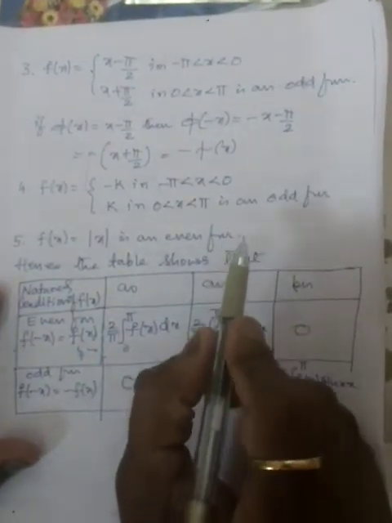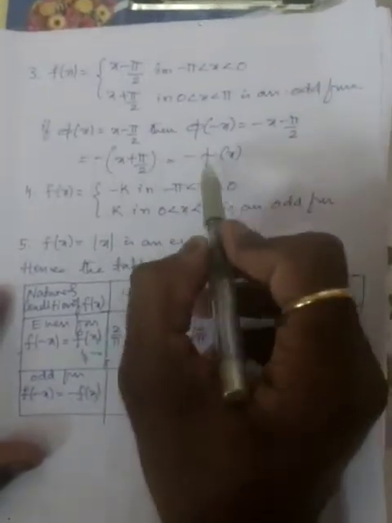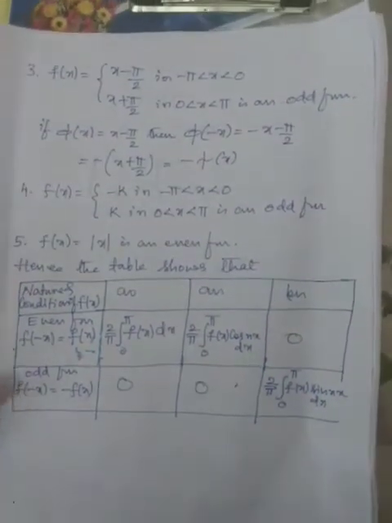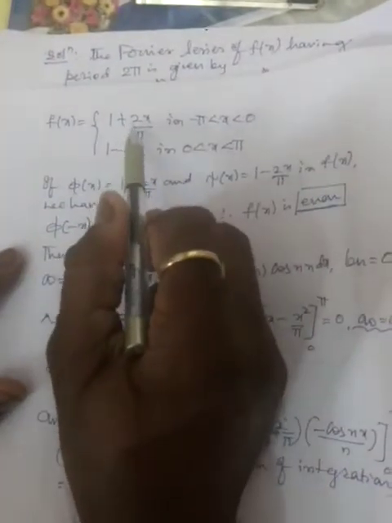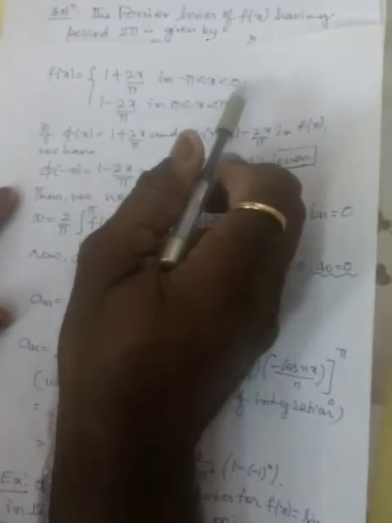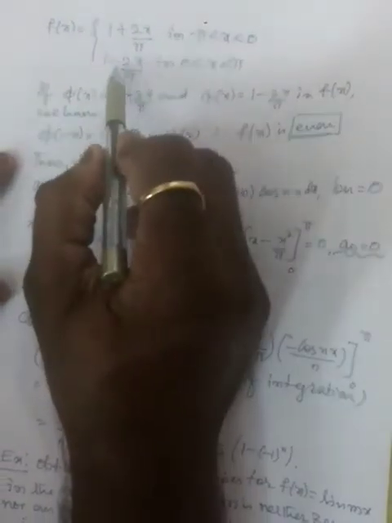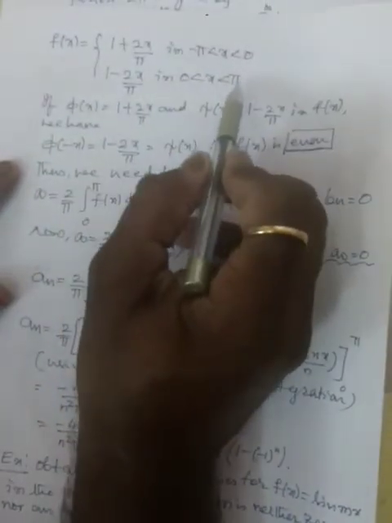You can easily verify what we shall do when f of x is even, and what we shall do when f of x is odd. All the conditions are summarized in this table. You can observe here. Using this fact, let me take the example. f of x equal to 1 plus 2x upon pi in the interval minus pi to 0, and 1 minus 2x upon pi in the interval 0 to pi.